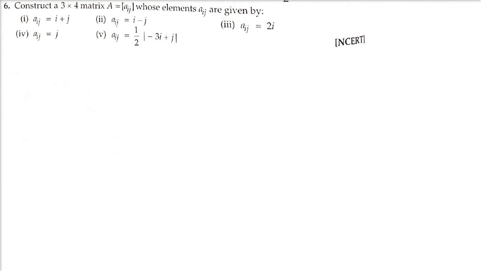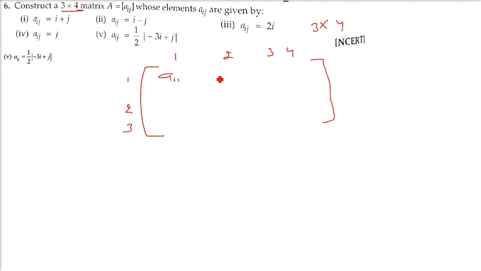Now coming to this fifth one, aij. We have already done this in the fifth question, I guess, but we'll try to do it here also, because you just have to take i and j, put it here, and whatever is coming after the computation, take the modulus of it. Okay, just make this, we have 3 rows and 4 columns. So this is 3 cross 4. Now this is A11, A12, A13, A14. This is going to be A21, A22, A23, and A24. Here A31, A32, A33, A34.